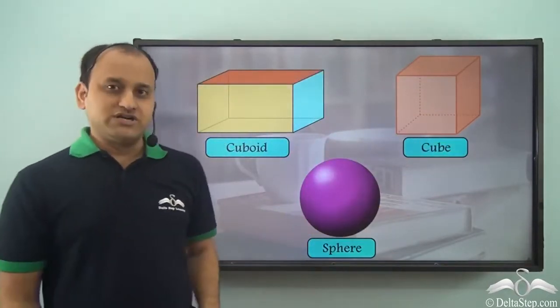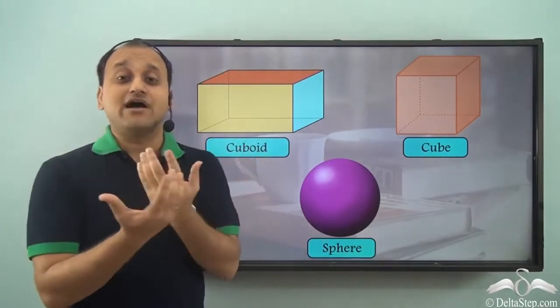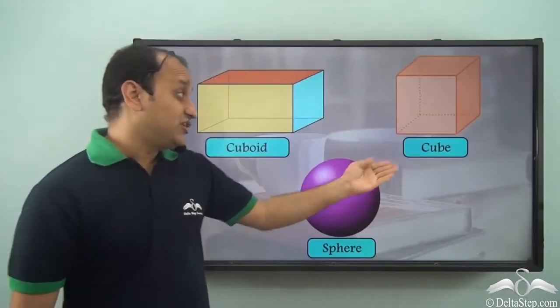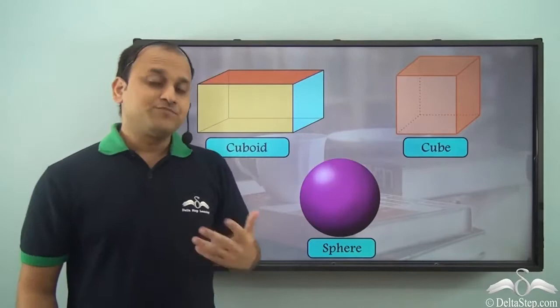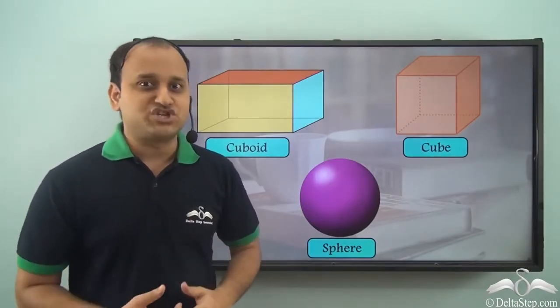And what about sphere? Well, sphere is completely round from every angle. So, these are the three new shapes which we have learnt. So, let's learn about a few more such shapes.